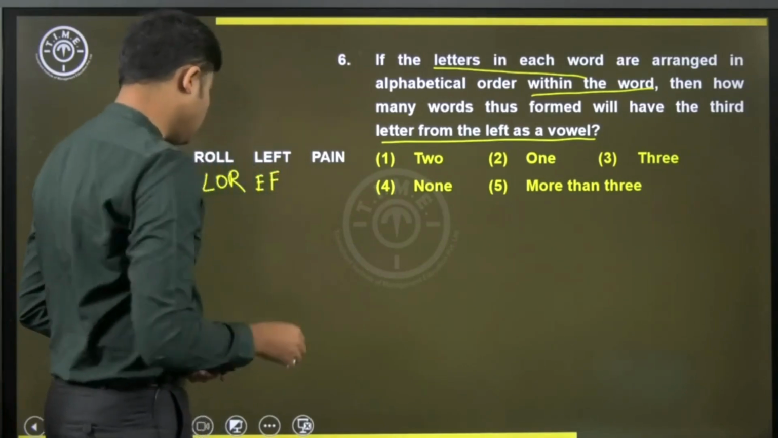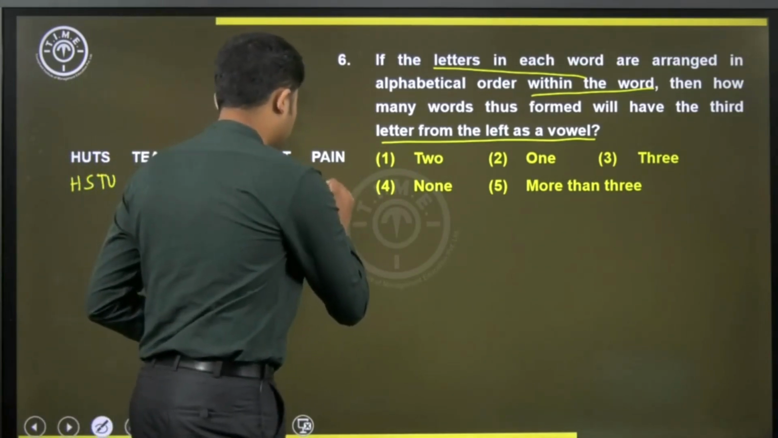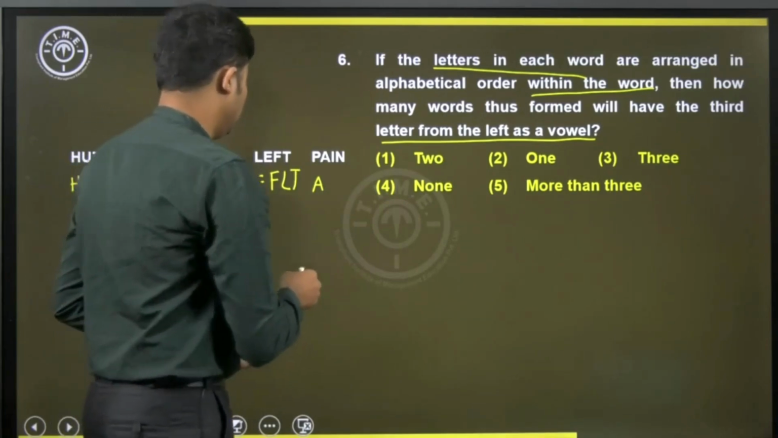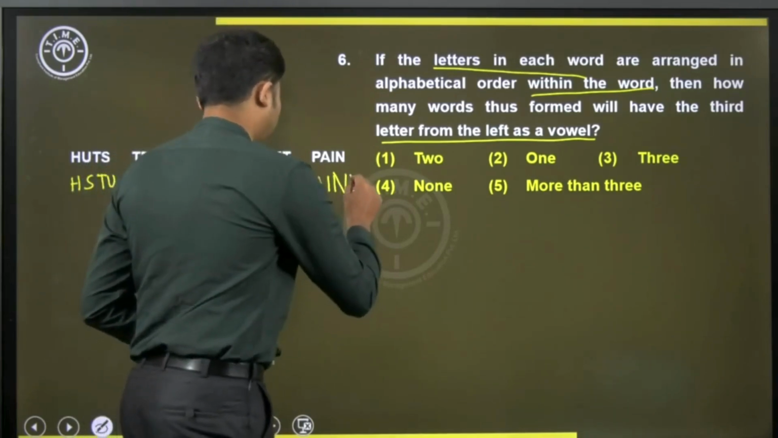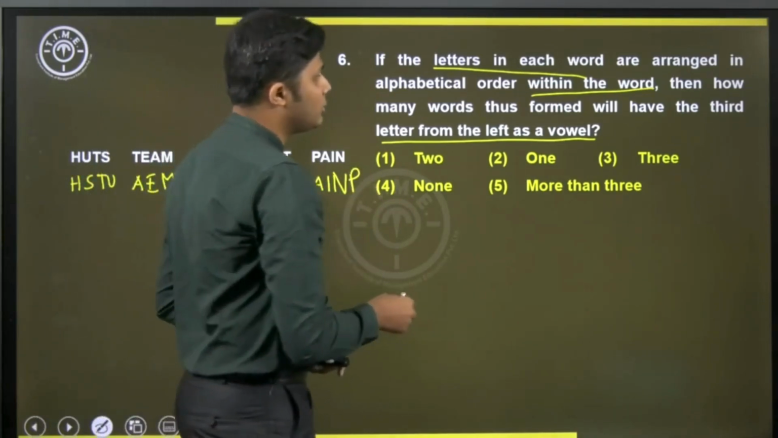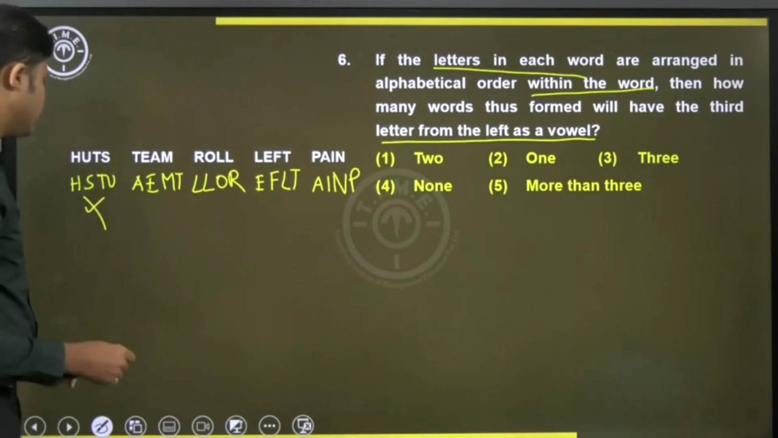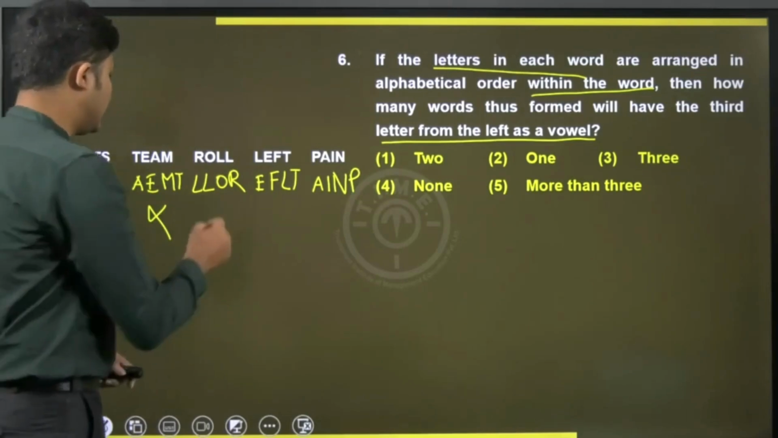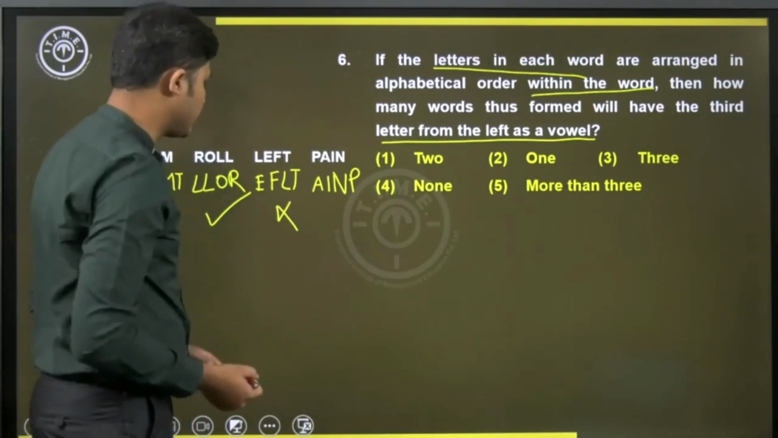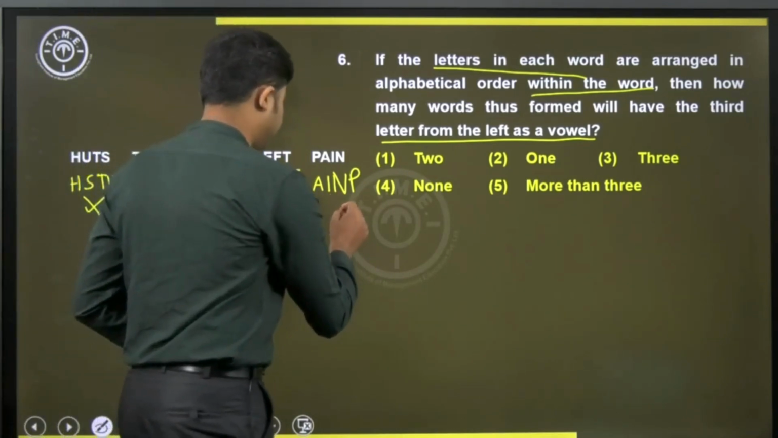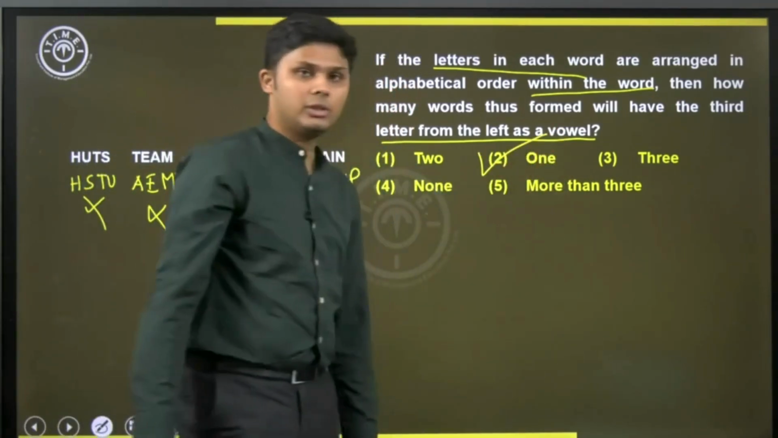and left would be written as E, F, L, and T, and the next word pain, which starts with A, I, N, and P. So we need to check how many words formed will have the third letter from the left as a vowel. We can check here. Third letter is T, third letter here is M, third letter here is O, which satisfies the given condition. Again the third letter is L, which does not satisfy the given condition, and here the third letter is N, which does not satisfy the given condition. So only one word follows the given condition. This is choice 2.